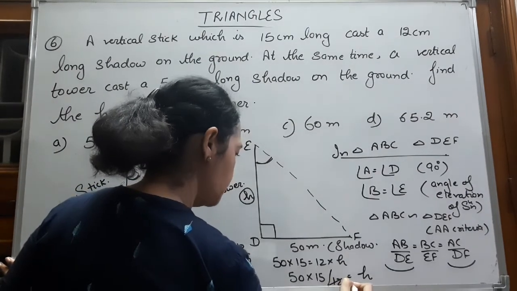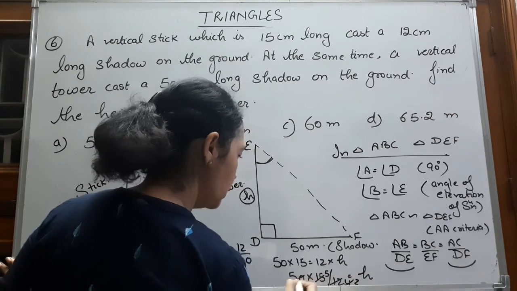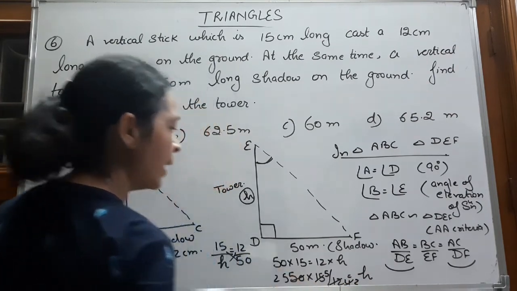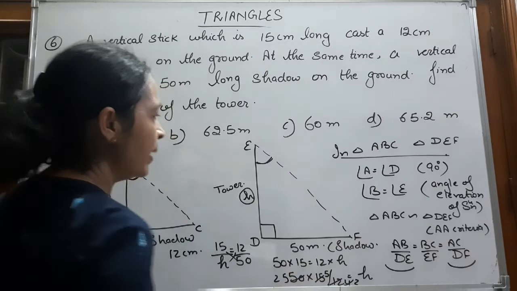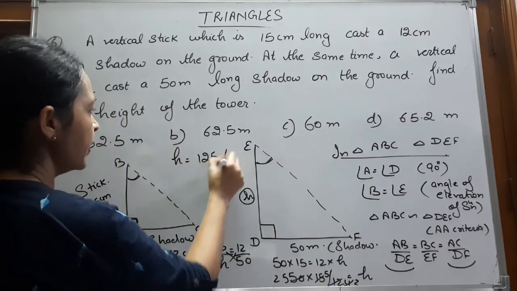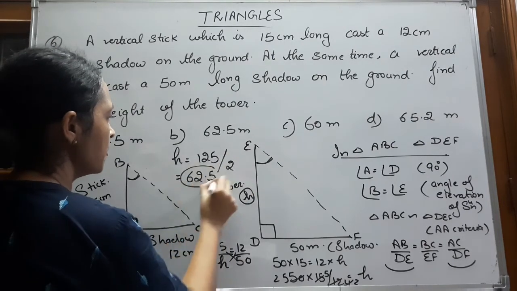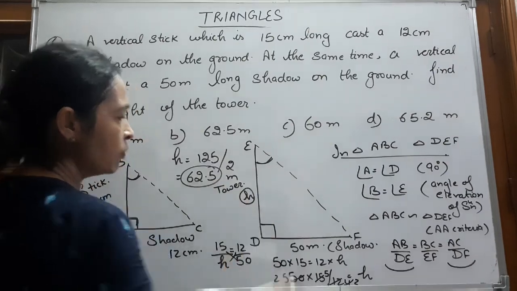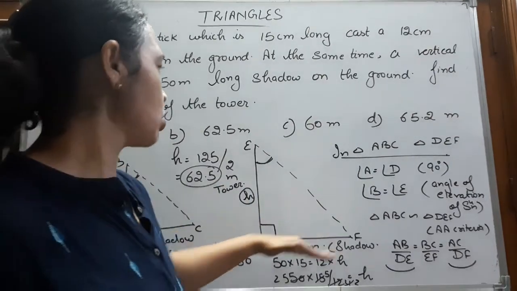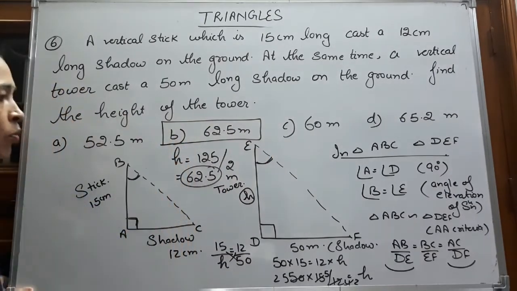We have 3 fours are 12, 3 fives are 15, 2 twos are 4, 2 twenty-fives are 50. So height is 25 into 5, 125 by 2. Height is 125 by 2, which is 62.5 meters. Height of tower is in meters because shadow is also in meters. So option B is our correct option.